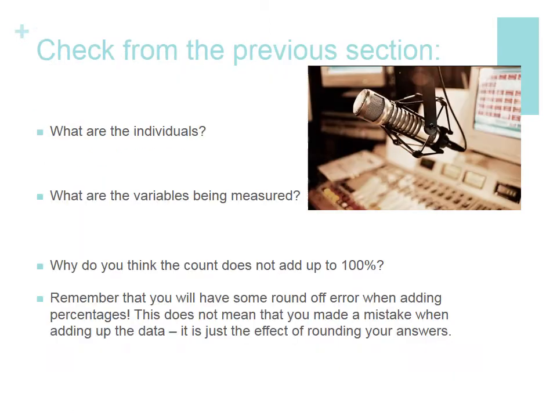It's really close. Remember, you will often have round-off error when you're adding percentages. It doesn't mean you made a mistake when you're adding up your data. It's just the effect of rounding your answer. So if you had rounded to 3 decimal places, maybe it would be like 99.999. So just keep that in mind.